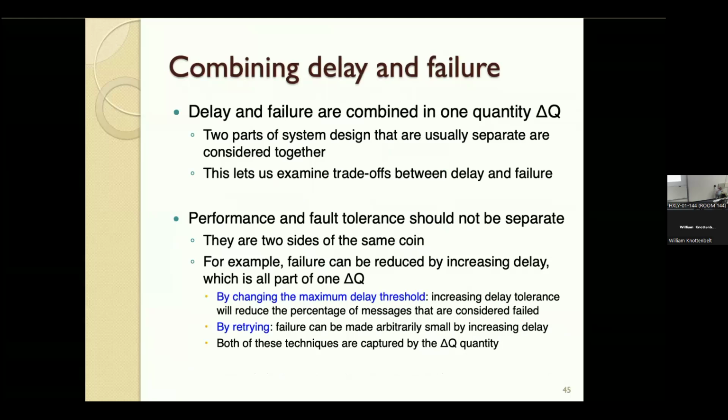A very important point is the fact that we're combining delay and failure into a single quantity. Very often they're considered completely separately: delay, and then failure handling is another thing. But it's very nice to have them together in a single quantity because there are very often trade-offs between them, okay? For example, you can reduce failure by increasing delay. One way is to simply change the tolerance, the requirement, or in other ways by retrying, for example, okay?